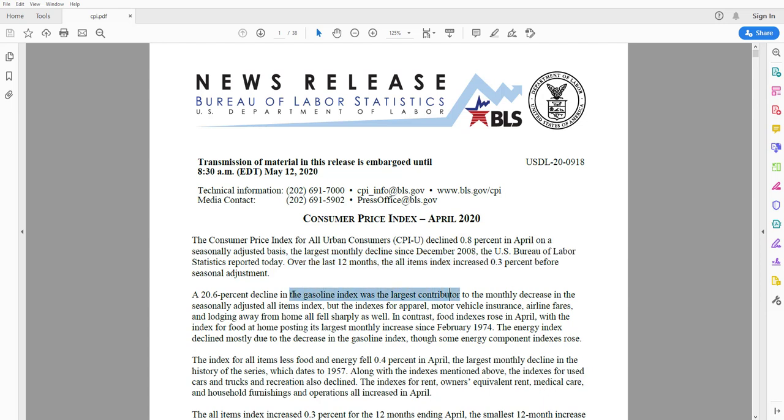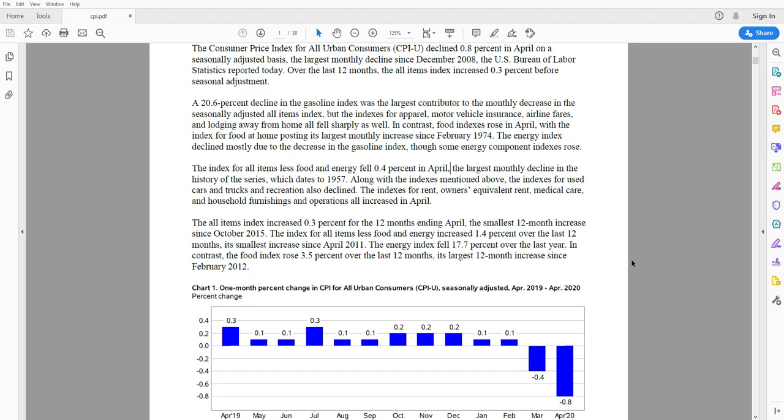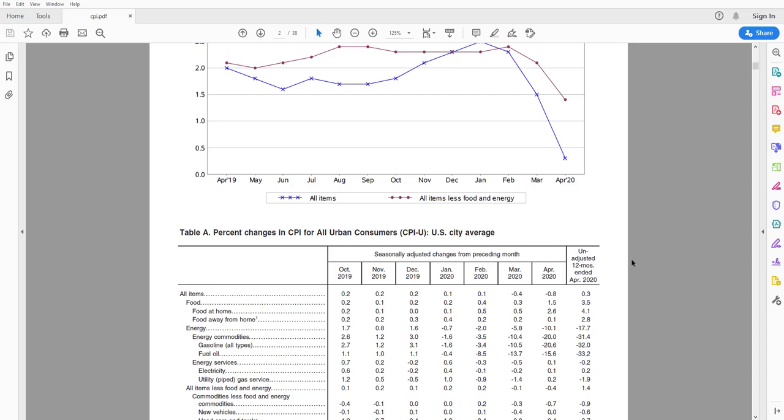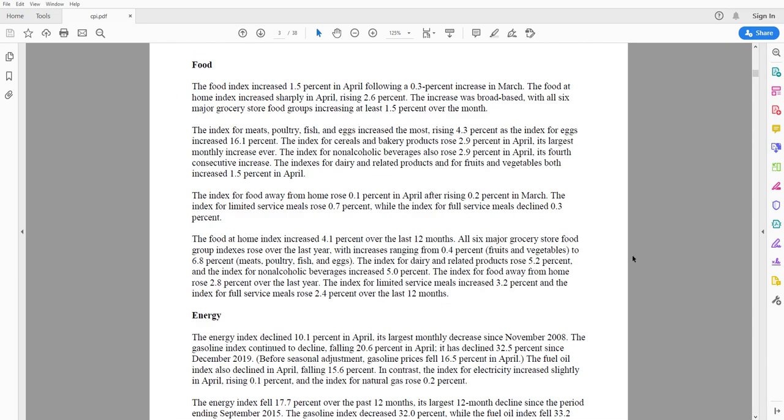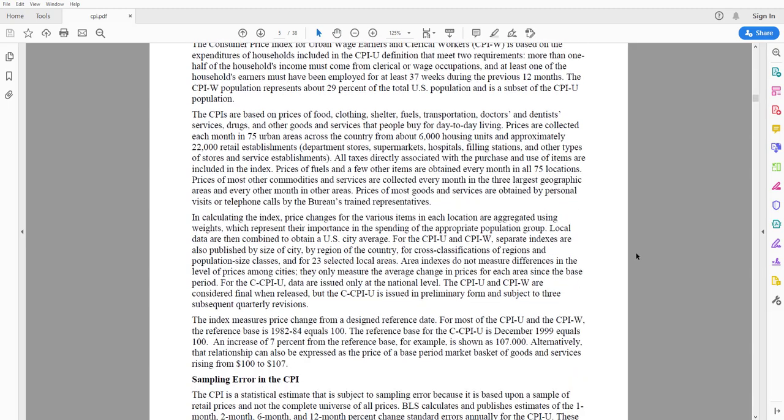The largest contributor was gasoline. So during this time period, gas prices tanked essentially, and there are a lot of different reasons why that's the case. As you can see, this is a very, very large document, and the BLS releases it every single month. And we're going to be using the same exact formulas in order to calculate those specific numbers.